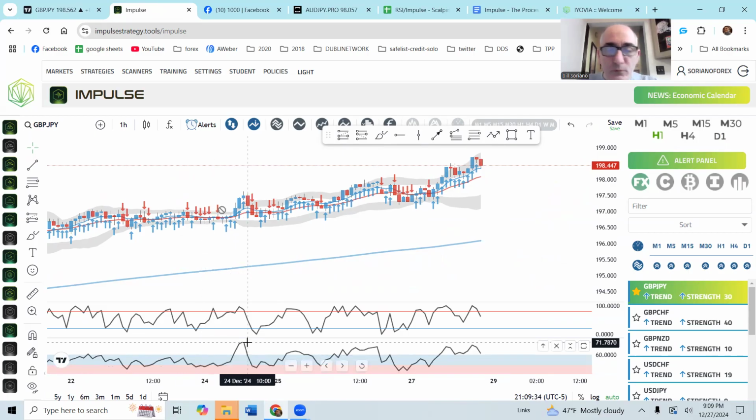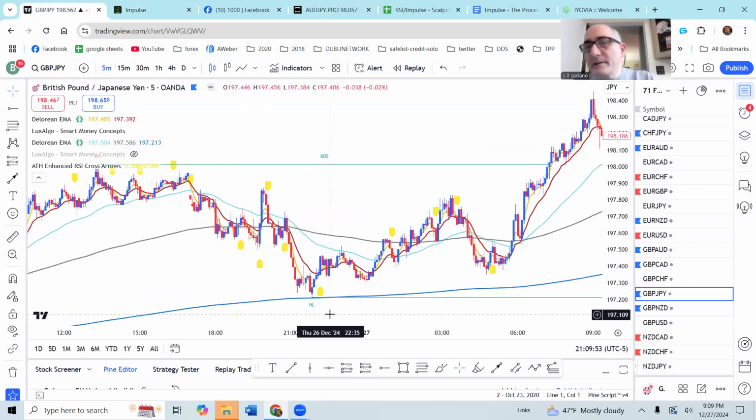Okay, for a sell, you want the opposite. You want the RSI to come above the blue and then come back down to the 50 and cross the 50 on its way down. That's the signal that there's a potential opportunity. It's not a buy or sell signal. It's not a trade alert. It's just showing you there's a potential opportunity in the market. And so you don't have to worry about that.